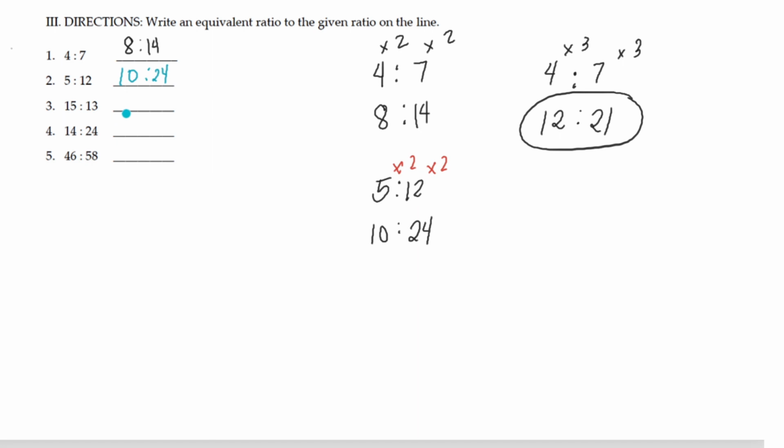Next is 15 is to 13. Again, I just multiply these two numbers by 2. So, I have 30 is to 26.